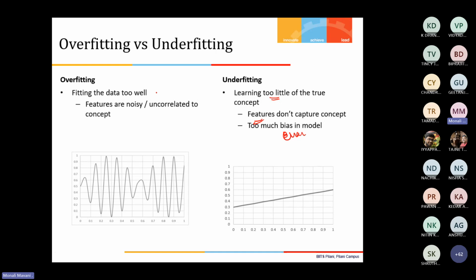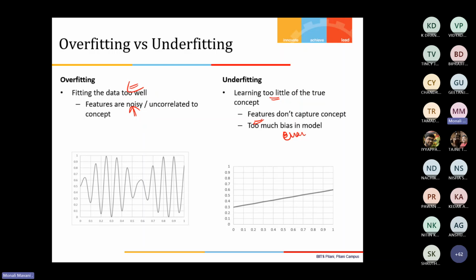We are increasing the features, but then we have to be careful that we are not fitting the data too well. So many features we have increased, and that is fitting the data very well. Sometimes features are noisy, or so many features may be uncorrelated. So all those cases are overfitting.